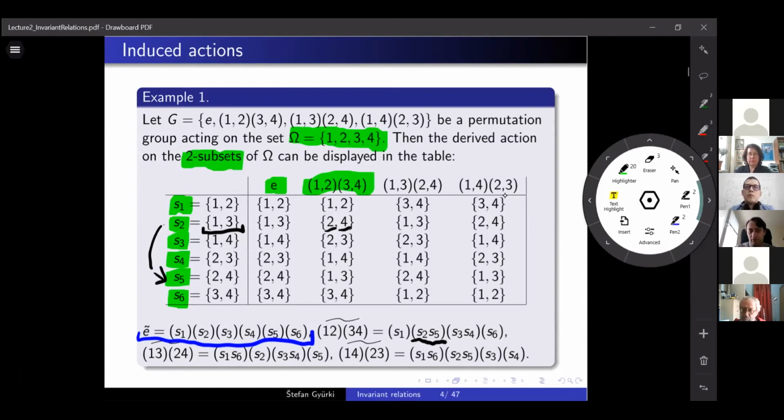So the element (1, 2, 3, 4) generates a permutation which can be written as a permutation of degree 6 on the set of points S1 up to S6. And you can finish this table. You will see that this group now is, of course, again a permutation group, but now it is of degree 6.